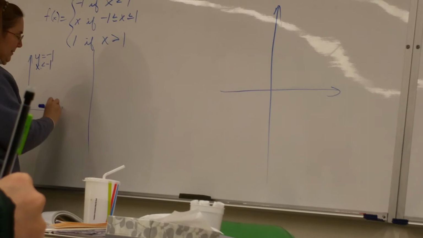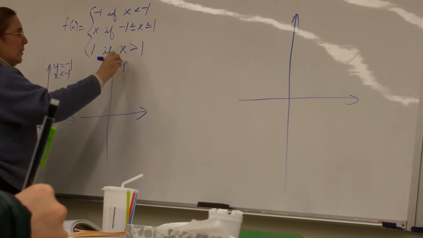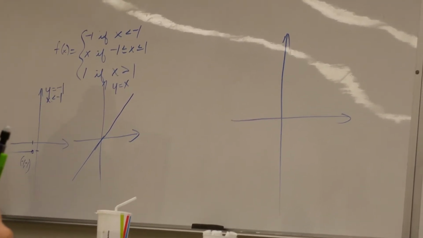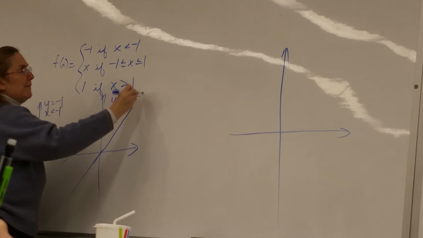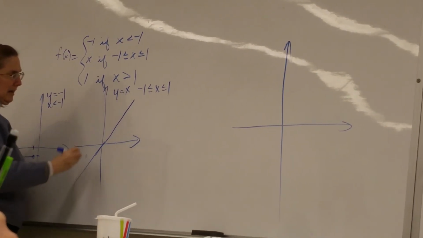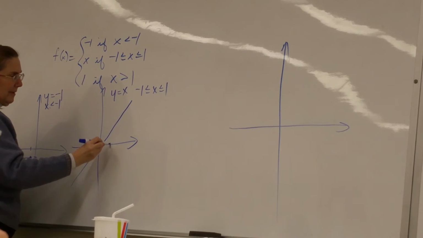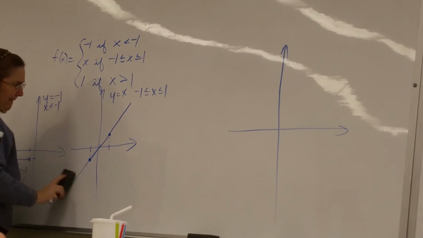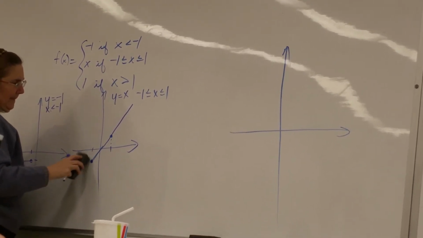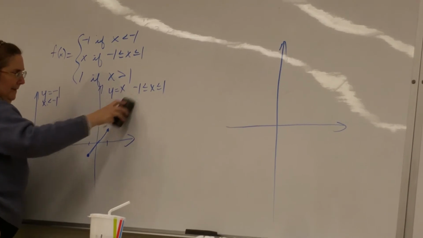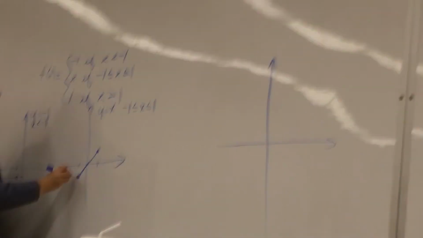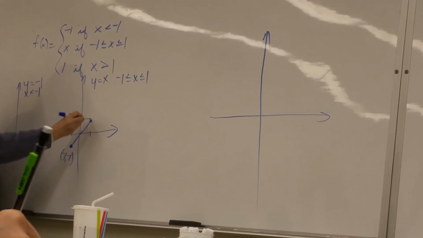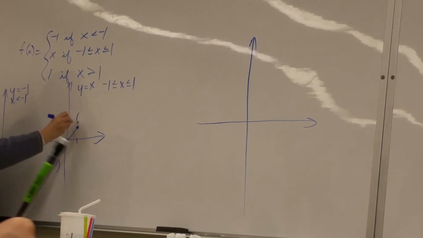Second piece. y equals x. That was our identity function. I want the piece of that between and including -1 and 1. What's that point at the left end? -1, -1. What's the point at the right end? 1, 1.